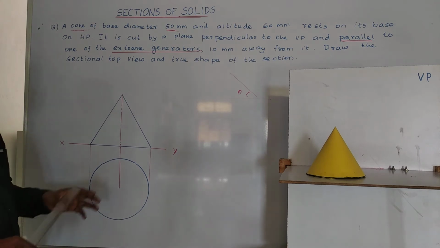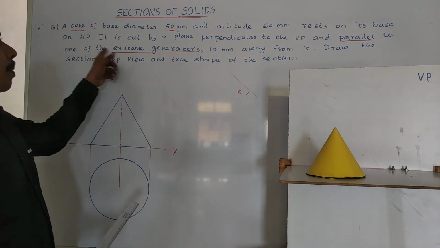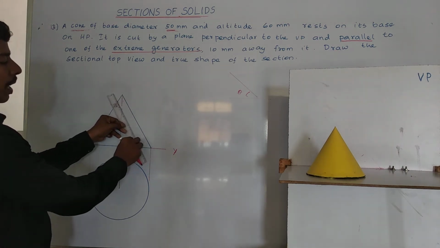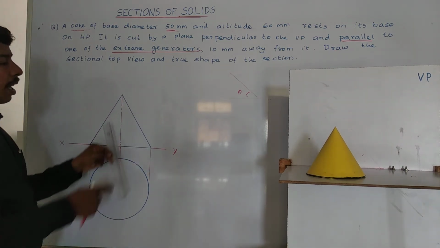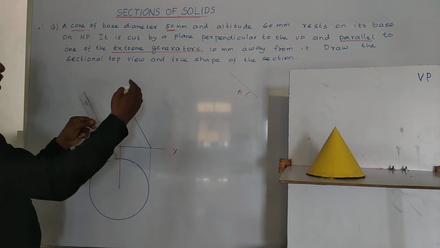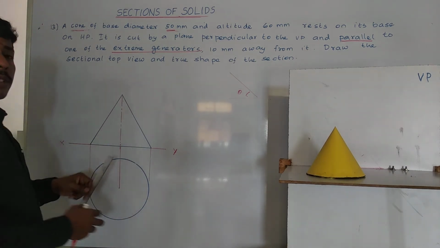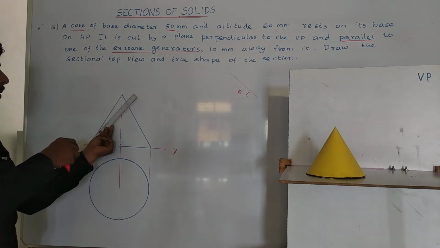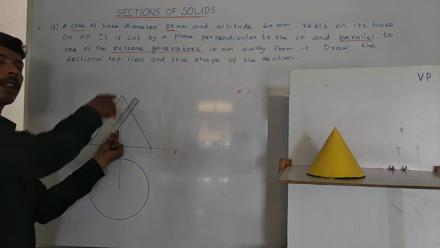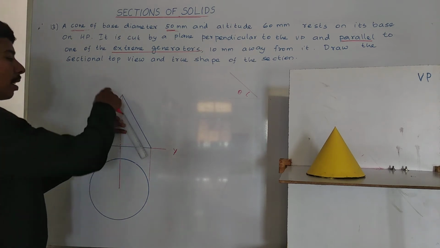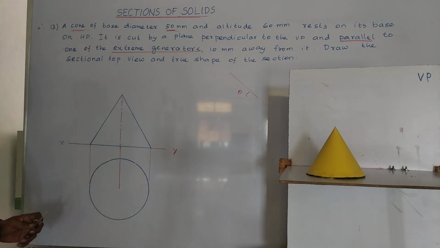That's all about it. Top view makes a circle, and front view, with the extreme generators, a triangle will become. So the section plane is parallel to the extreme generator. This is the extreme generator, and I am going to cut parallel to it, 10 mm distance away from it. I can mark it parallel to this edge or otherwise this edge, both are same, no problem.